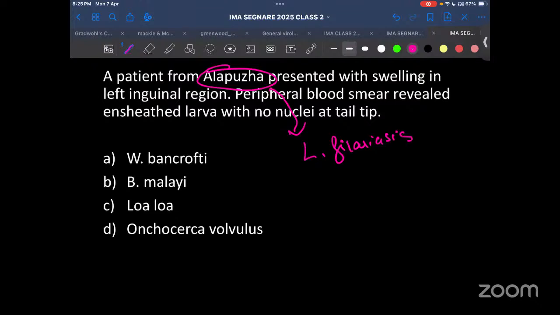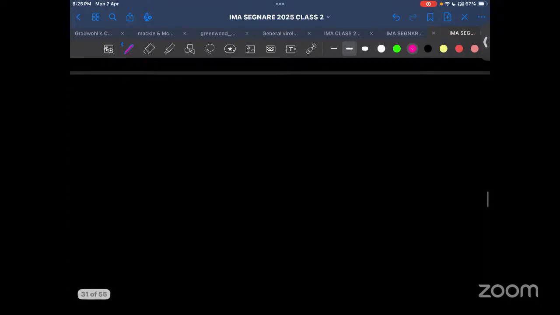So it is either Wuchereria bancrofti or Brugia malayi. But it is said that there are no nuclei at the tail tip. No nuclei at the tail tip means it is Wuchereria bancrofti. Okay, so we will discuss it in detail.